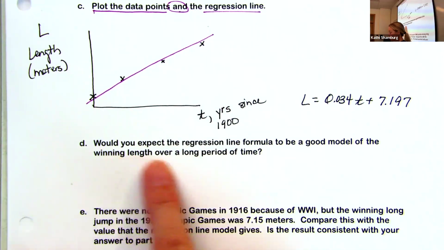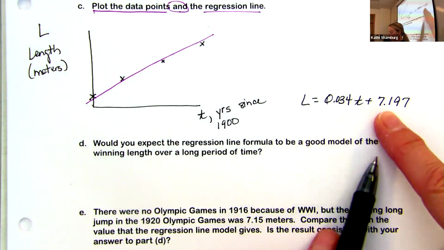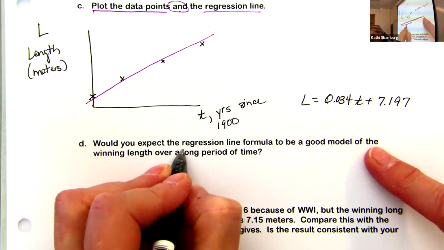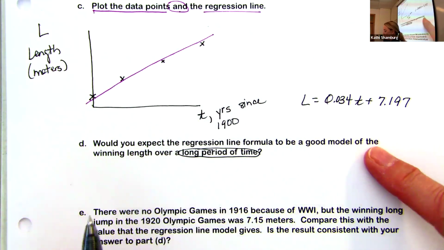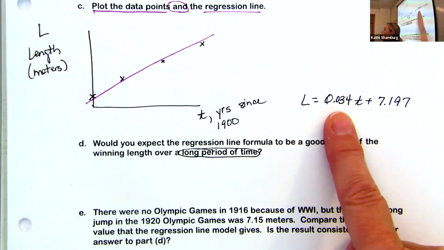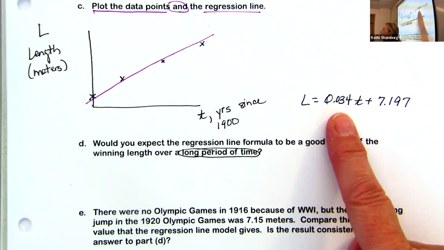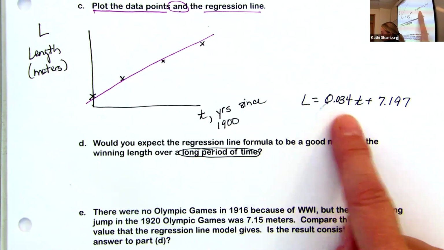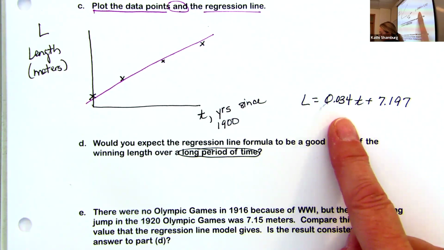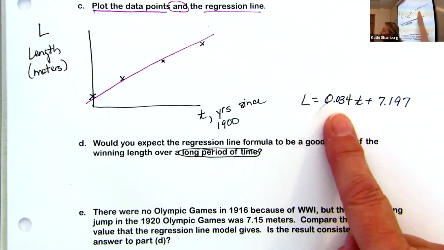So would you expect this formula to be a good model of the winning length over a long period of time? Do you expect from the year 1900 that it will continually increase at 0.034 a year? Okay, why do you think no? It wasn't constant. It doesn't matter if it's constant, right? One year they might jump a full half a meter, the next one less, but this is a best fit. So based upon the best fit, do you think since 1900 that they would have an increase of approximately this every year?